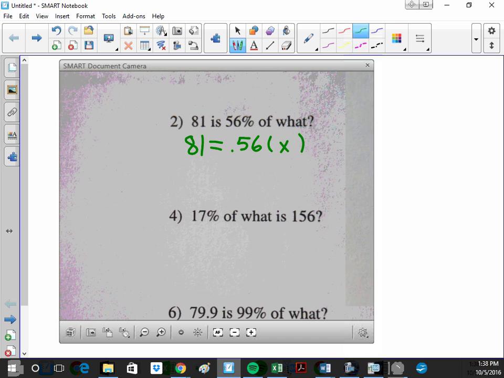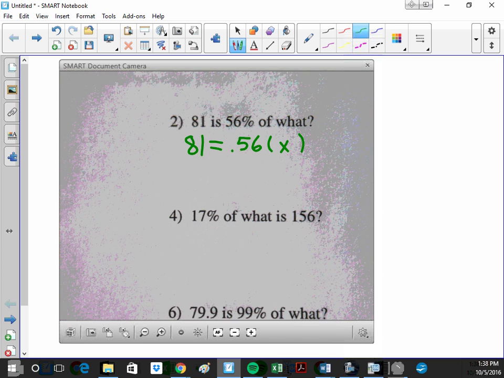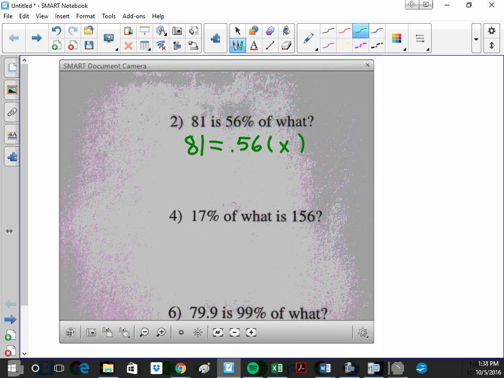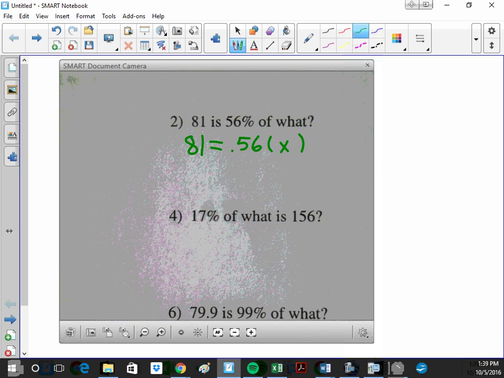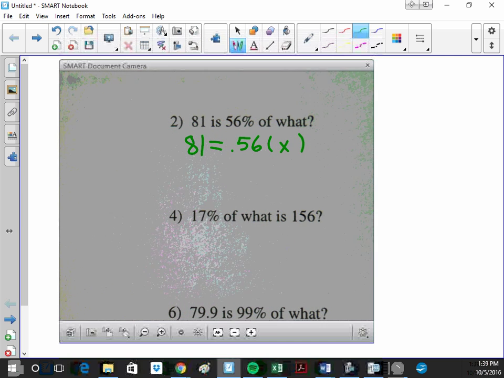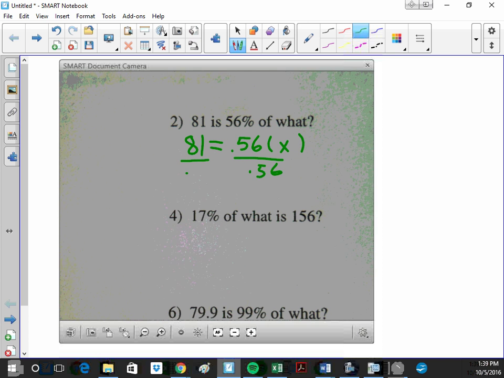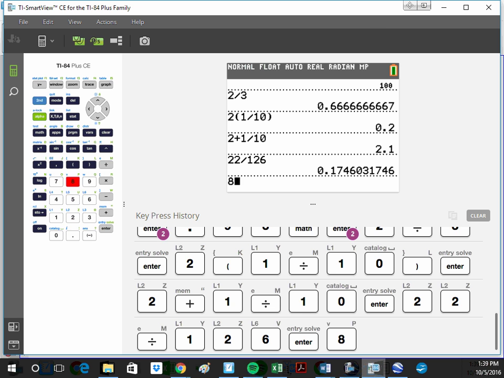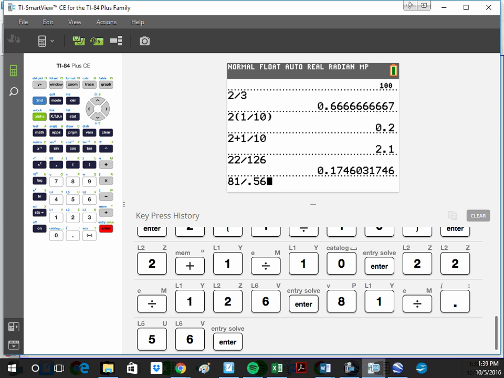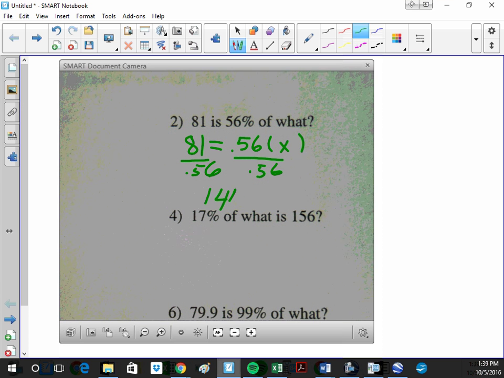Is my answer going to be a percentage in this case? No. So 81 is 56% of what? So I end up with 81 equals 0.56 times x. How do I separate 0.56 and x? Divide by 0.56. So 81 divided by 0.56 is 144.64. So the answer is 144.64.